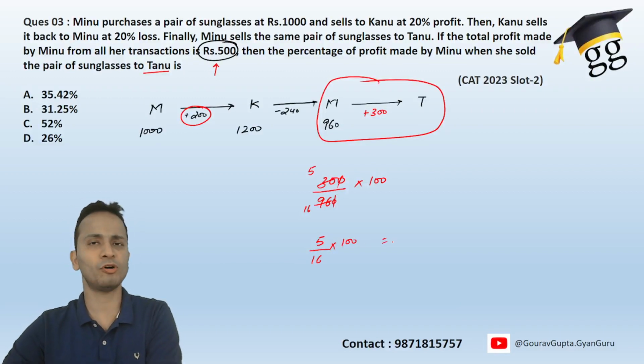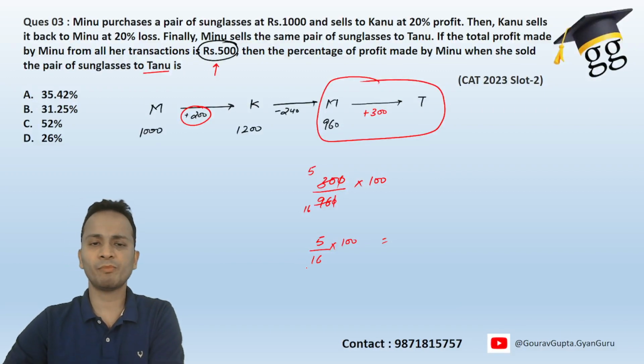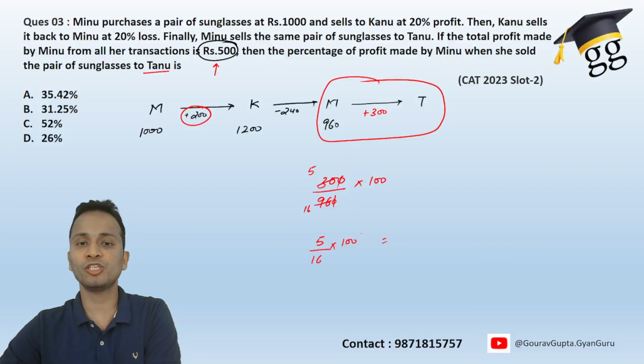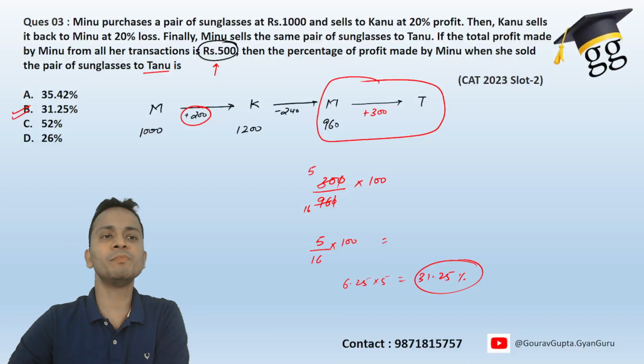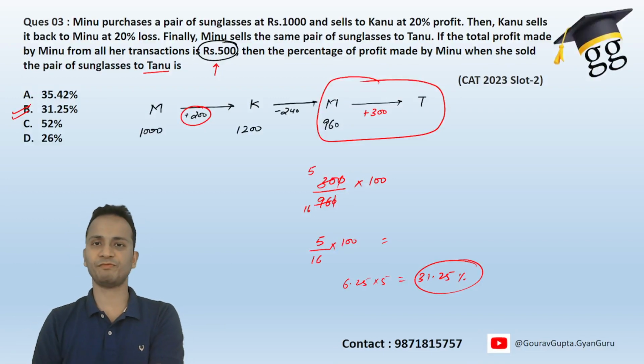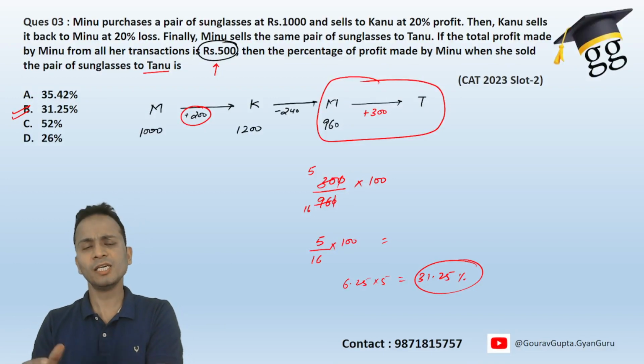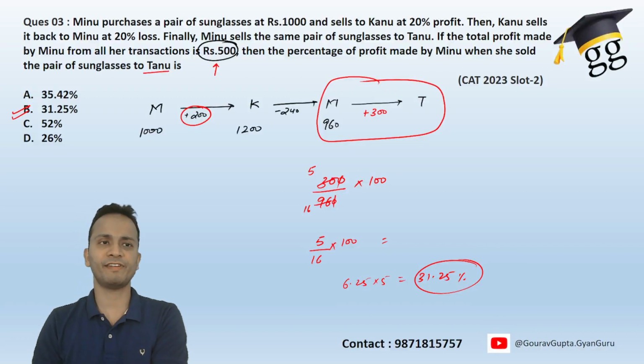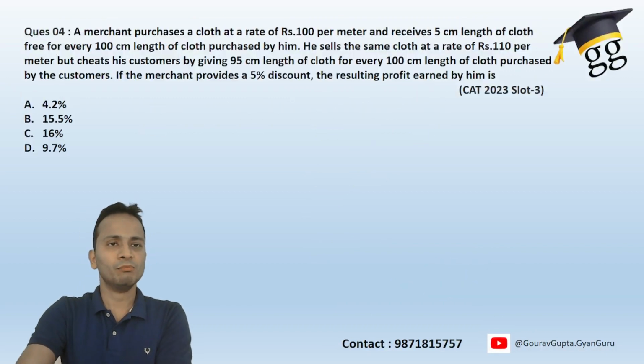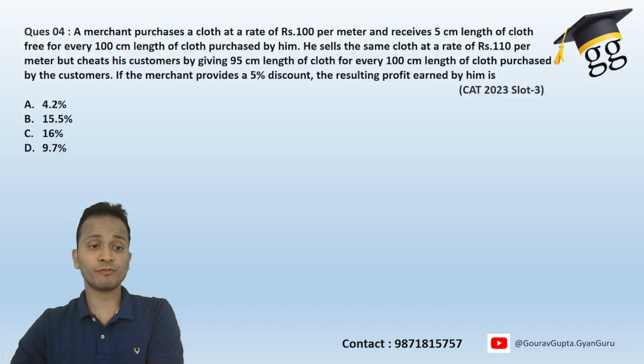So 500 upon 16, or 100 upon 16 is 6.25. 6.25 multiplied by 5 will be 31.25 percentage. So the correct answer will be option B, that is 31.25 percentage. This one was pretty easy, could be managed in less than 45 seconds, right? Moving on, question number 4, another question from CAT 2023, slot number 3.